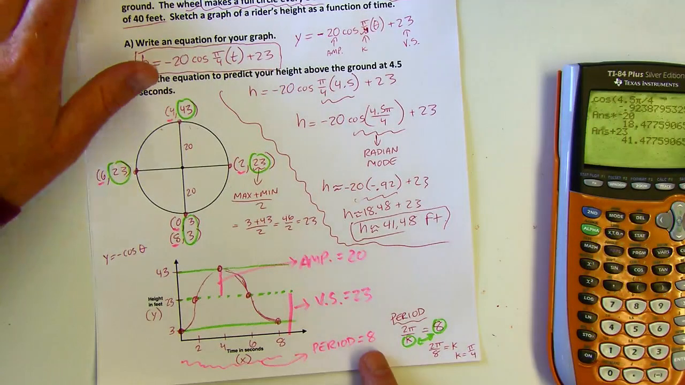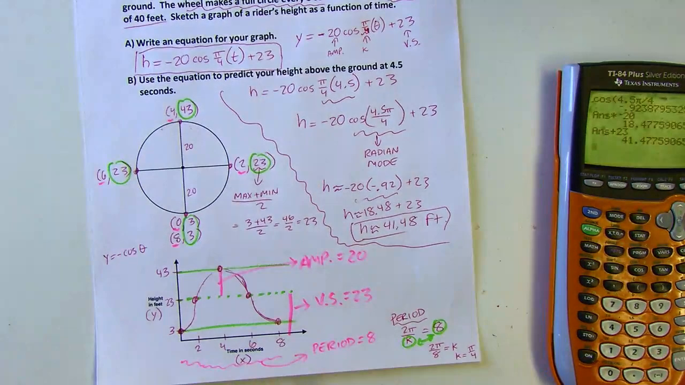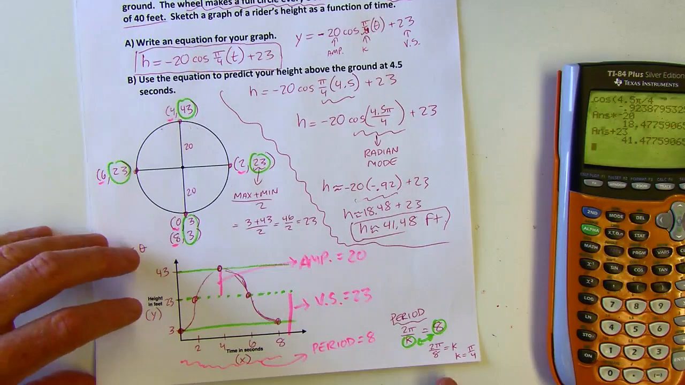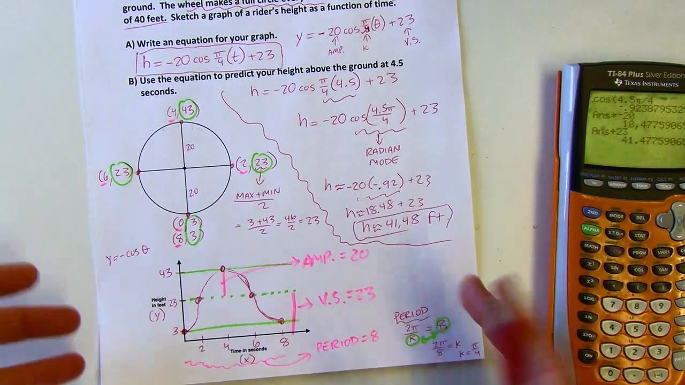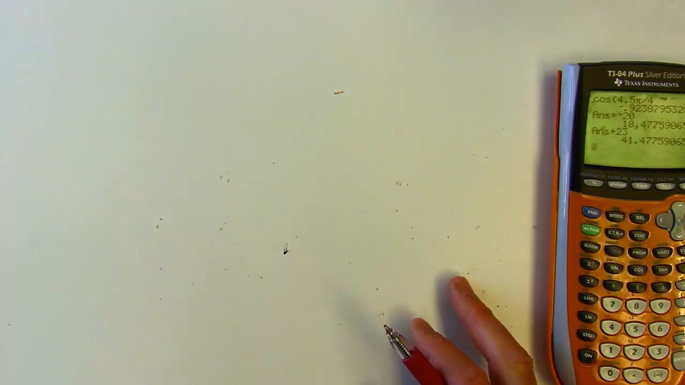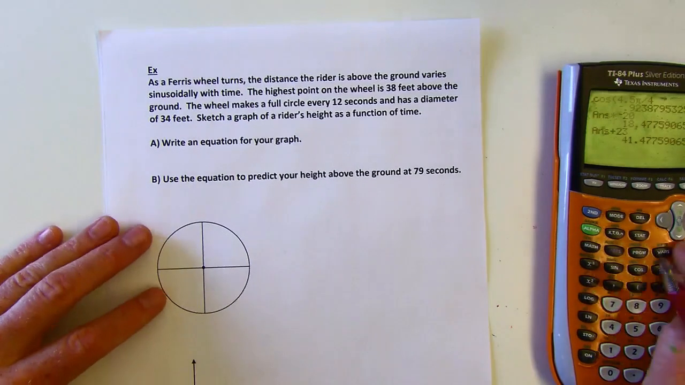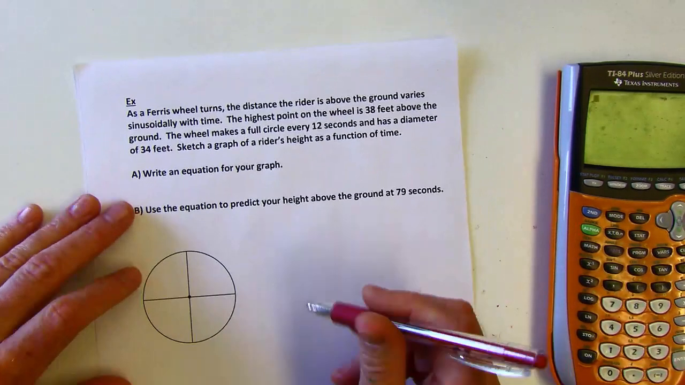All right, so on the next page, there's an example just like this. I'm going to move through it a lot quicker, because it's just the same problem with different numbers, and I don't want the video to get too long. Okay, so here we go. So we've got some new numbers here.